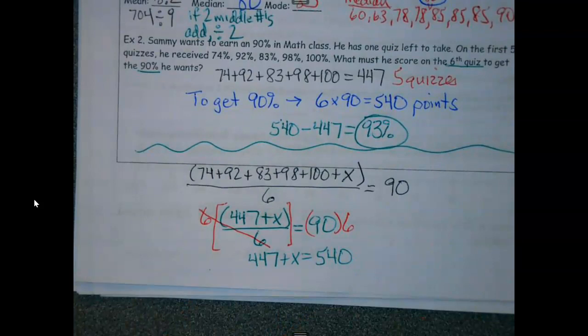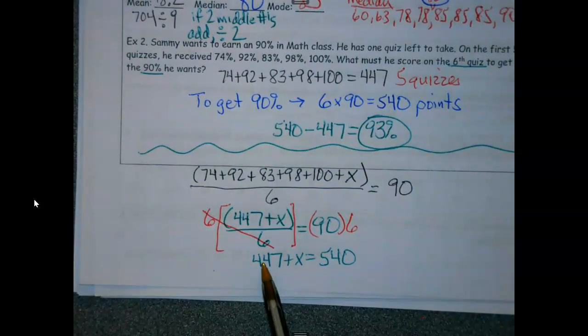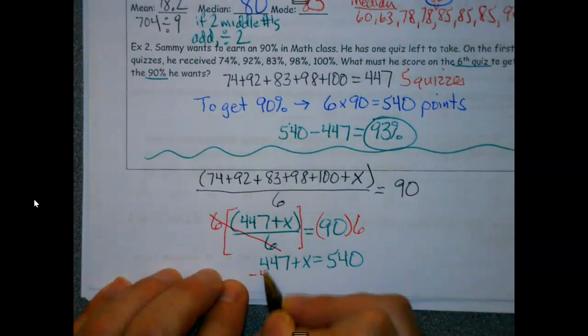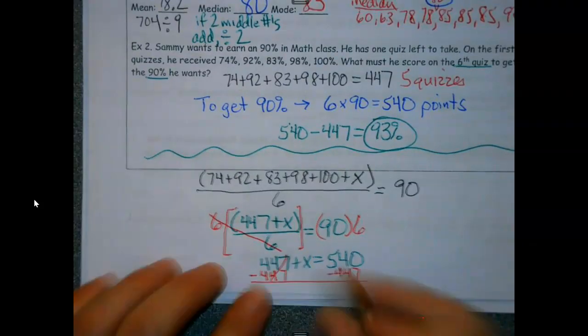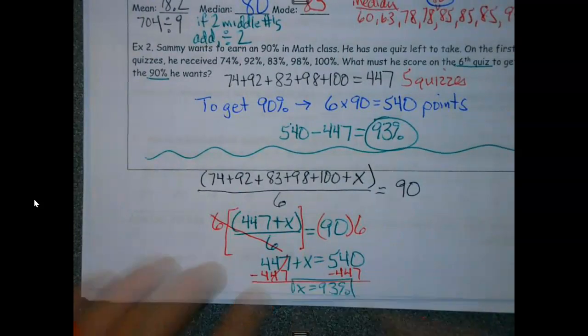And all of a sudden, you start to see where this is all coming in. You're like, oh, there's the 540. There's the 447. I'm adding that to X. And if I just subtract it now, I get the same thing. They both work. It just depends on if you want to think of it more as an equation. If you're feeling comfortable with your equations, that's cool.